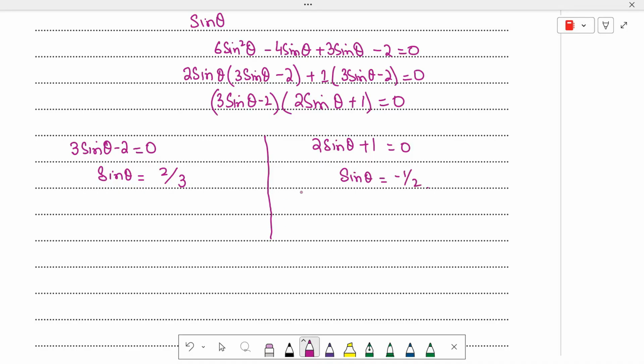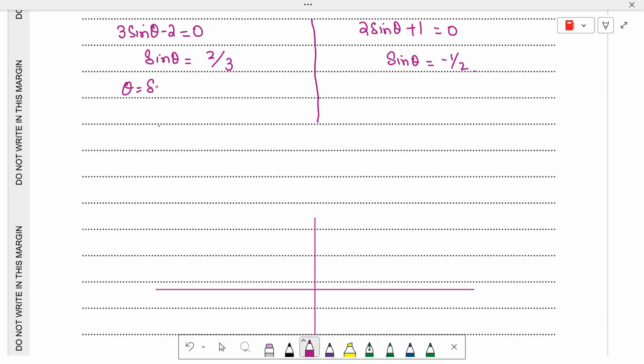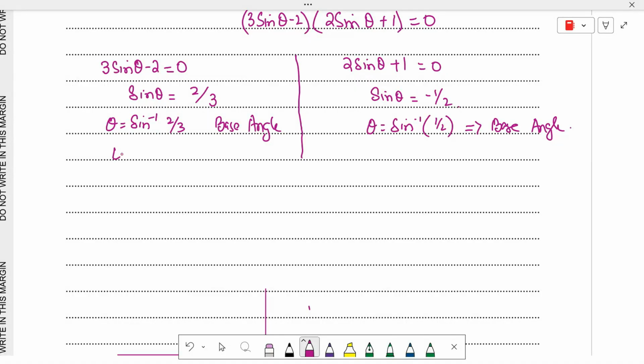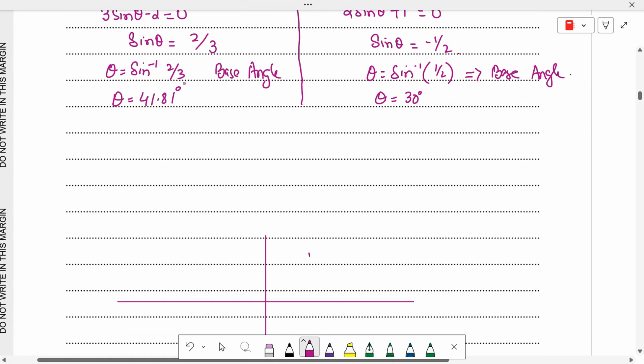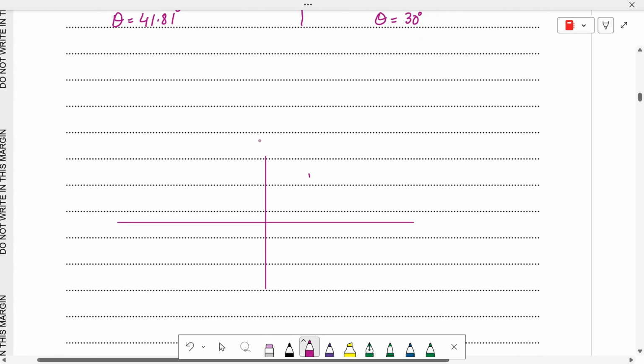First we find the base angle. The base angle can be calculated by using positive values. So θ is equal to sin⁻¹ of 2/3, and in this case θ is equal to sin⁻¹ of 1/2. So this is the base angle. Using a calculator, we will have θ equal to 41.81, and in this case we will have θ equal to 30 degrees.